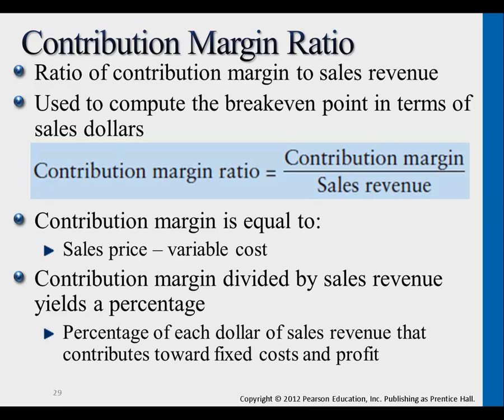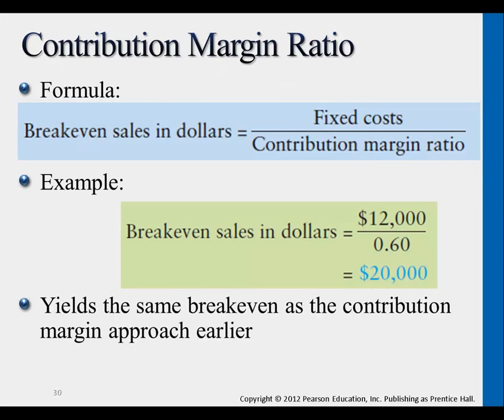So next, let's look really quick. What do we have here? Why do we need this contribution margin ratio formula, and how does it work? So the formula, as we discussed, is break-even sales in dollars. That's equal to fixed costs divided by contribution margin ratio. So let's look. What does it mean?